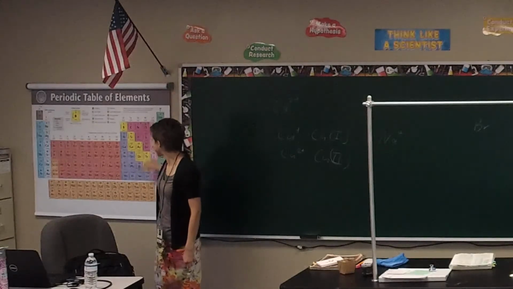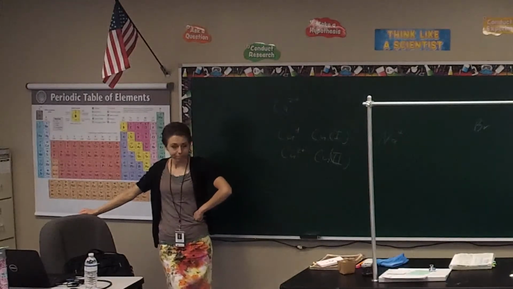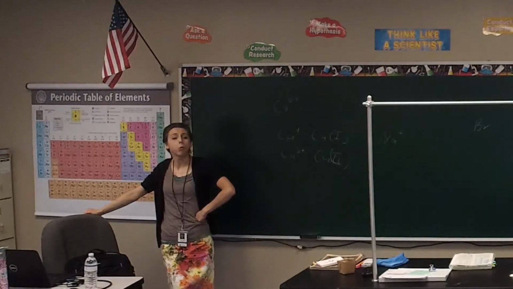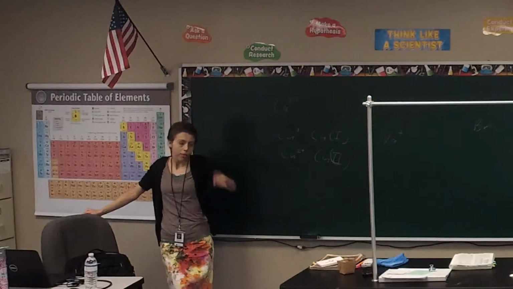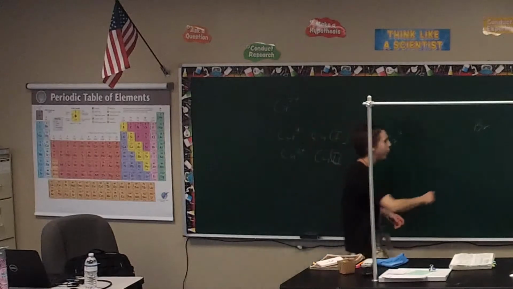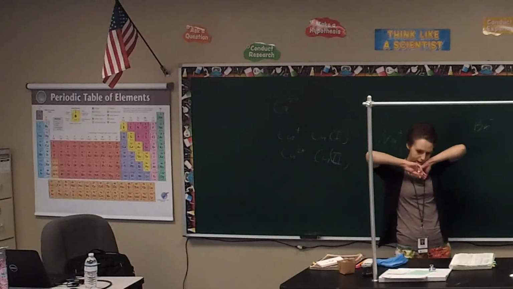So if it has 7, how many more does it need to be happy, Ethan? 7. Alright, it has 7 and it wants to have 8. How many does it need? 1. We need one more. That will come for this one. It's bromide and it has a -1 charge because it's taken 1 electron, it's happy and it's satisfied now.